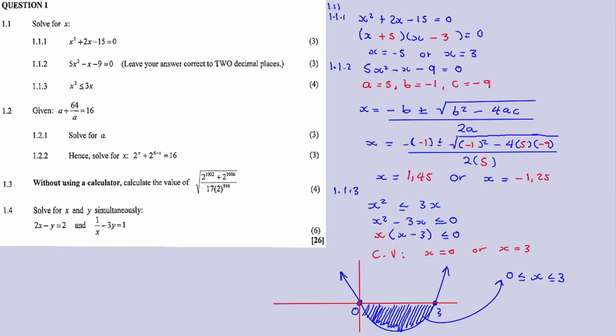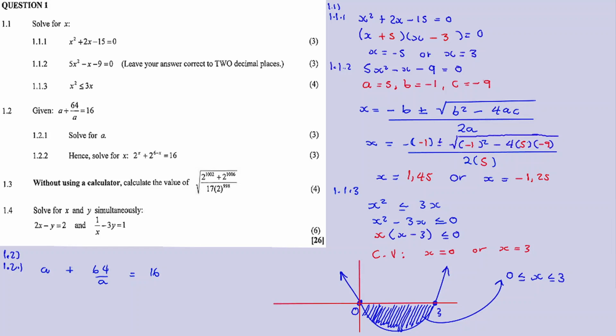So 1.2, 1.1.2, given a plus 64 over a equal to 16. So this is an equation with a fraction. So the fraction we must simplify, right? We must simplify the fraction before we can start solving the equation.